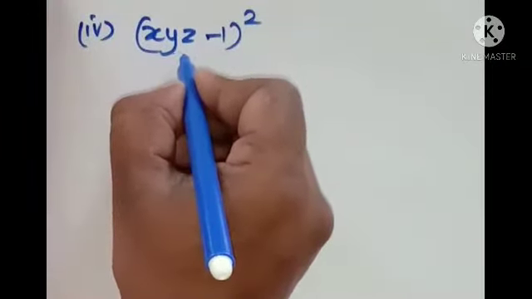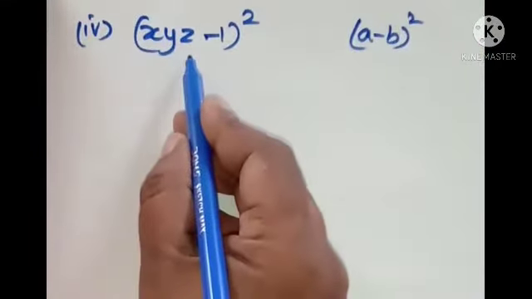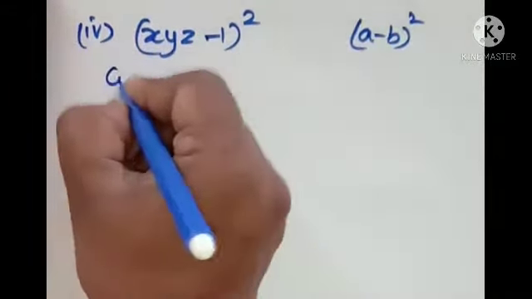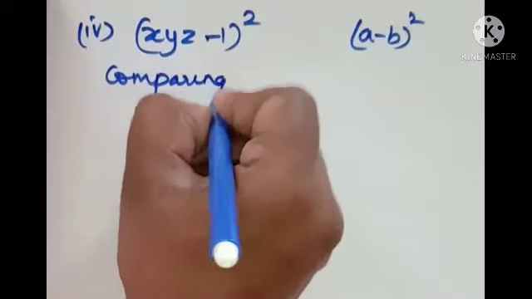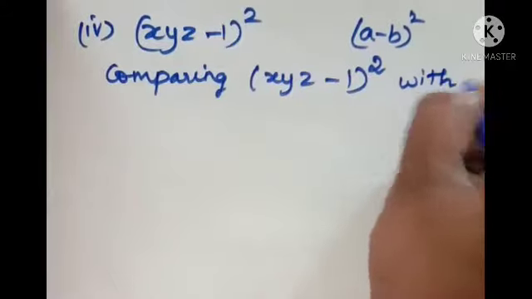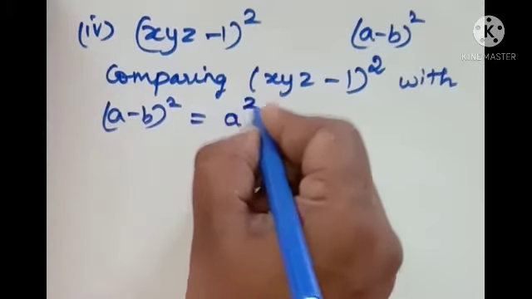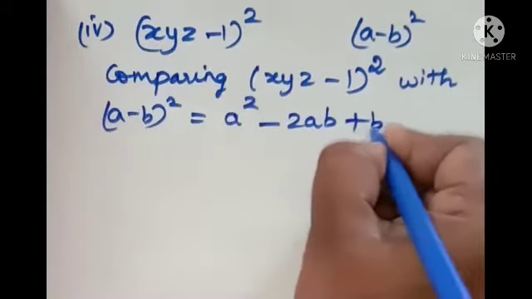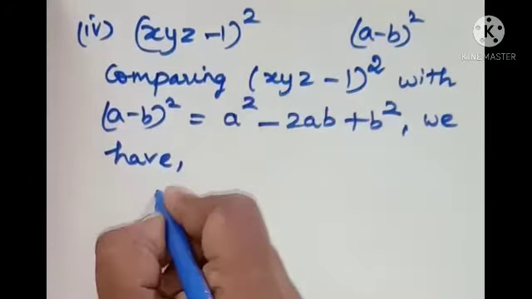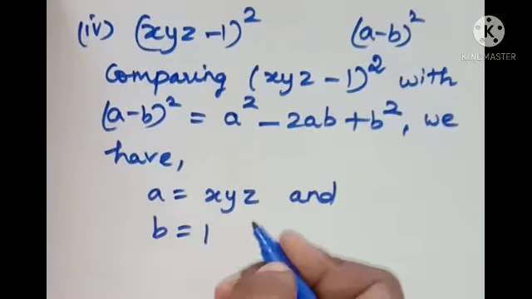(xyz − 1)². Again, this is of the form (a − b)². In place of a, here it is xyz, 3 variables are there. And in place of b, here it is 1. So, comparing (xyz − 1)² with the identity (a − b)² = a² − 2ab + b², we have a is equal to xyz and b is equal to 1.